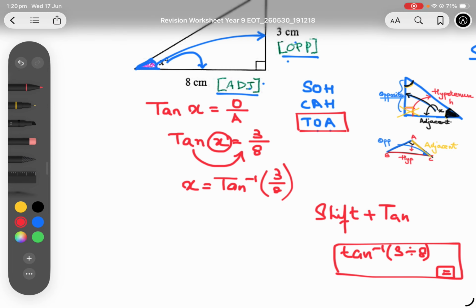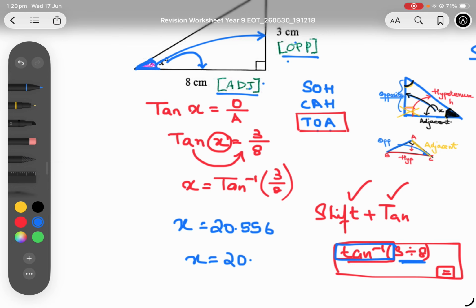When you first press the shift and then the tan, you get this display on your calculator. Then you can enter 3 divided by 8. That would give you the answer, and that is x is equal to 20.55. 6 is given, so x is equal to 20.56 is what would be the answer here. And since this is an angle, it will be measured in degrees.